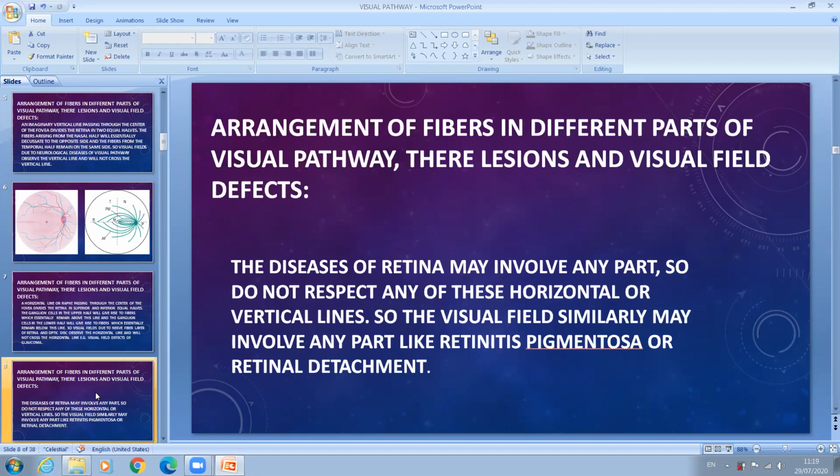So there are three things to remember about the visual field effects: the horizontal raphe, which is anatomically present, and the imaginary vertical line passing through the fovea. This will be observed in the CNS diseases. The horizontal line will usually be observed in glaucoma, and no line is observed in the diseases of the retina and the choroid.